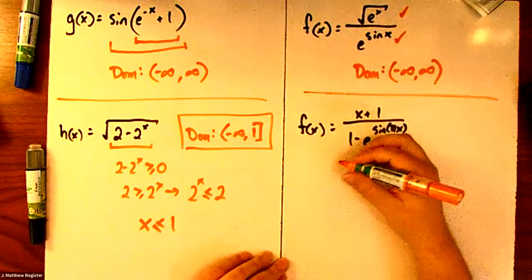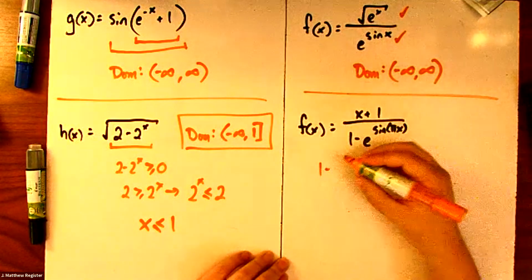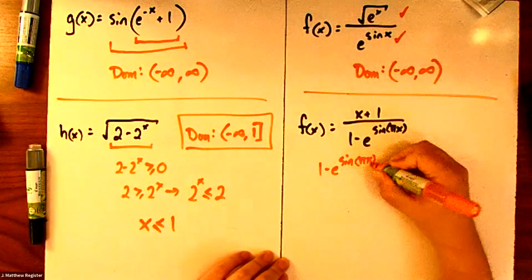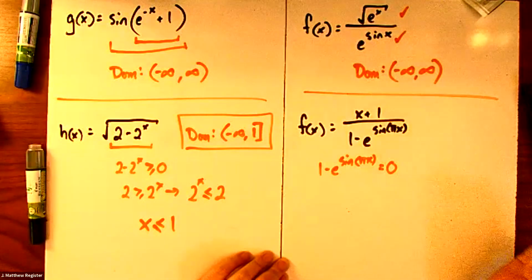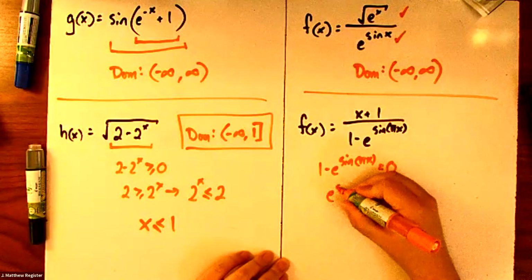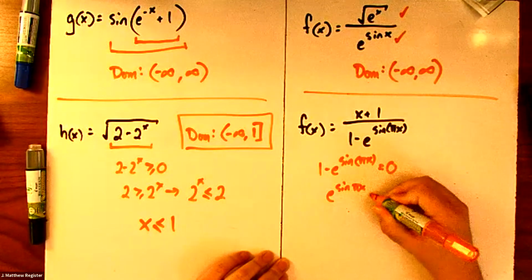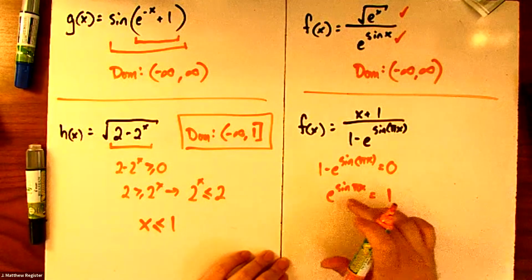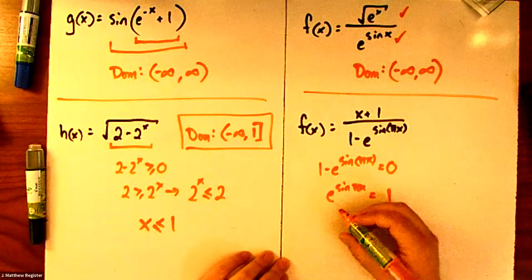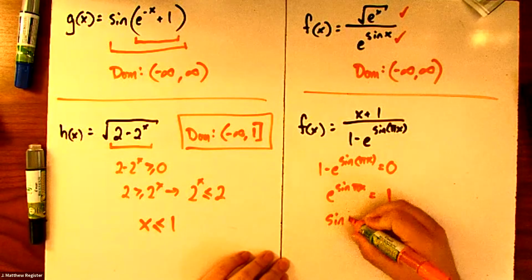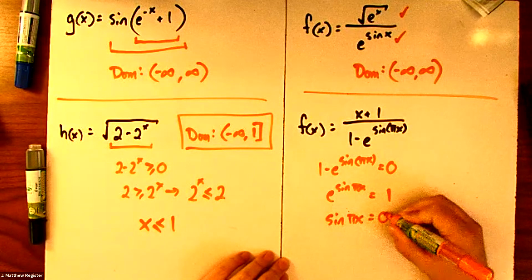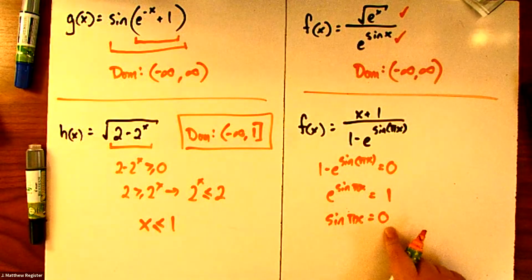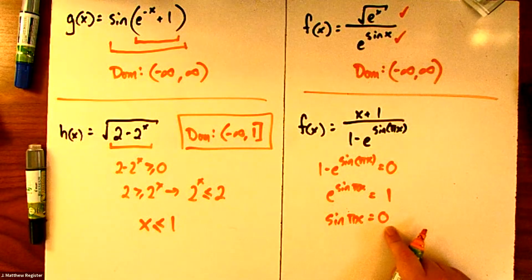And so we could ask the question, when is 1 minus e to the sine of pi x going to be equal to 0? Well, that would mean that e to the sine pi x is equal to 1. Well, e to the 0 is equal to 1. So this tells us that sine of pi x would have to be equal to 0. And sine is going to be 0 an infinite number of times.